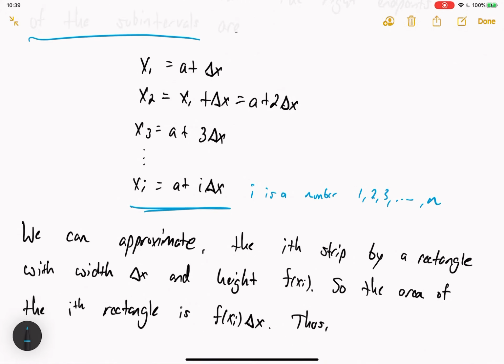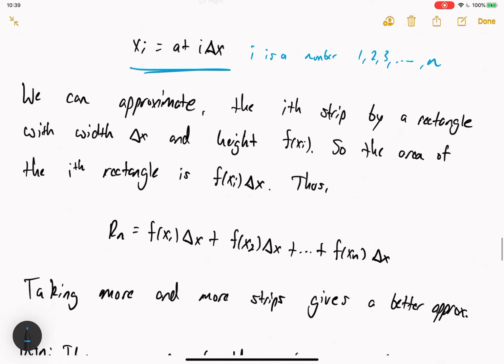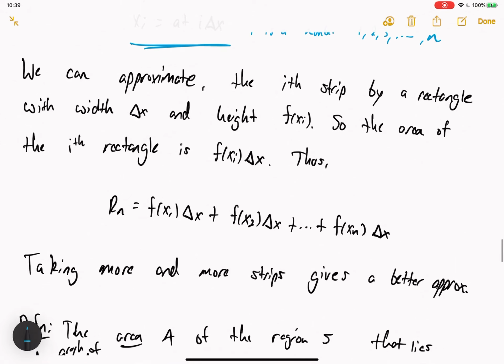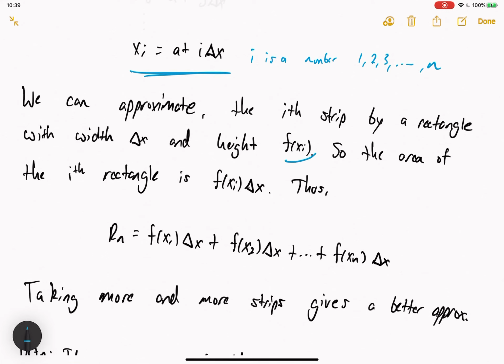And the reason for I is because I is just a placeholder for any of these numbers right here. Any number that is between 1 and n. So we can approximate the ith strip by a rectangle with delta x and height of f of x sub i. So again, f of xi, if we're doing the right endpoints, would be xi. And so we're going to be using that as our height.